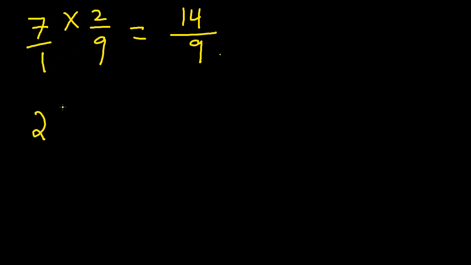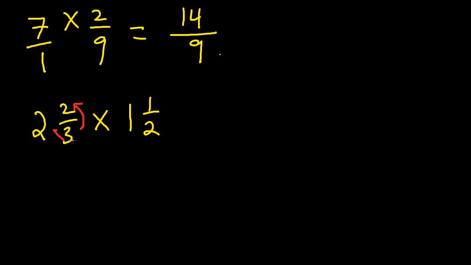So let's say we had 2 and 2 over 3 times 1 and 1 over 2. So this problem is a little bit more complicated because we have mixed numbers. Okay, so the trick to deal with these type of problems is to first convert the mixed numbers into improper fractions. So write all mixed numbers as improper fractions. Okay, so how do we convert this into an improper fraction? Well, we just multiply the whole number by the denominator and then add the numerator. Okay, so that becomes the numerator of our improper fraction.